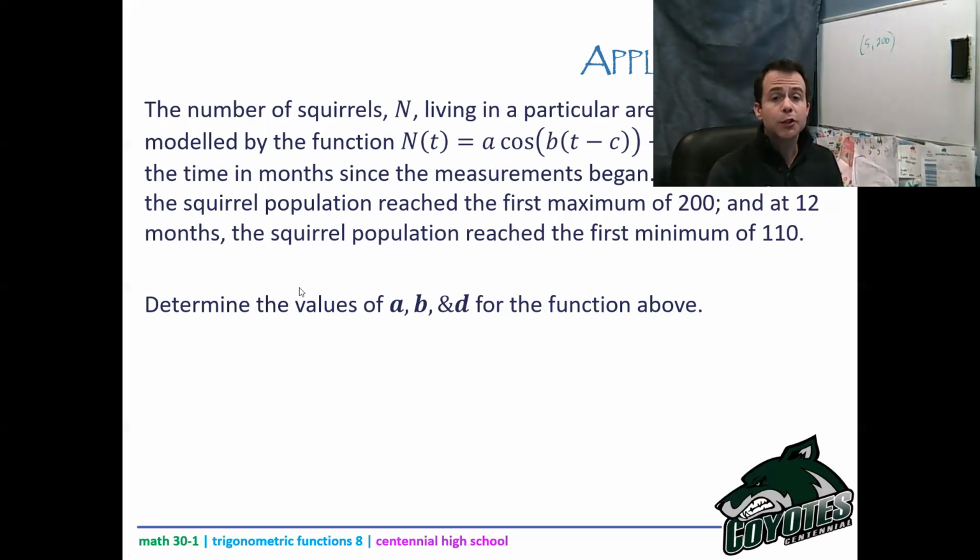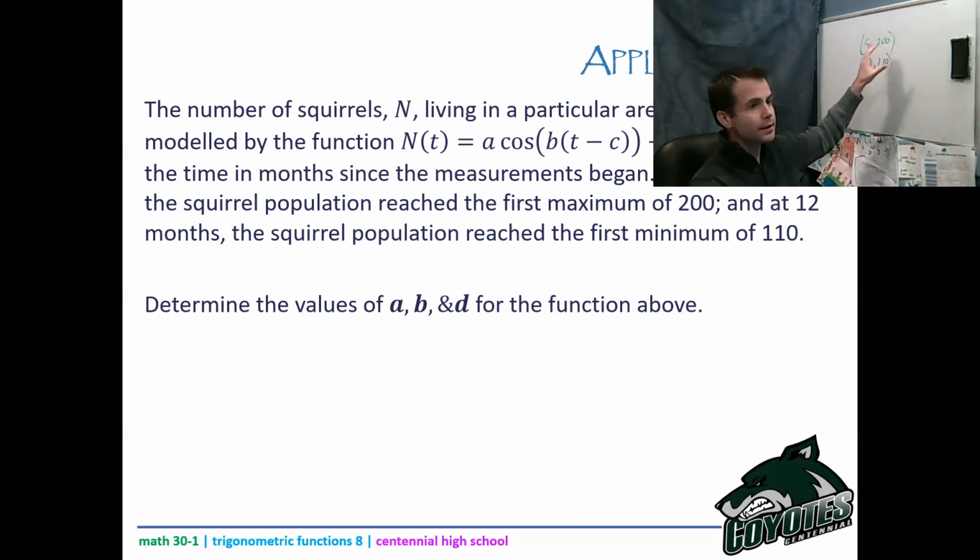Okay. Then at 12 months, the squirrel population reached a minimum. So I know at 12, I'm going, what was it? 110. Okay. So this tells us lots of information, but the question is essentially asking us to find A, B, and D. So we're just going to do it in that order. In order to solve for A, remember that we have to figure out the full distance that the y is traveling. So the distance from your minimum to your maximum. So if I'm going from 110 to 200, that covers a full distance of 90. A would have to be half of that. So I take half of 90 and I get A is 45.